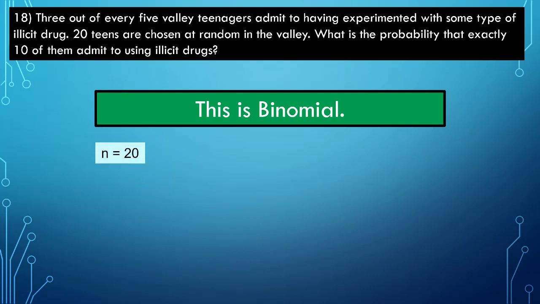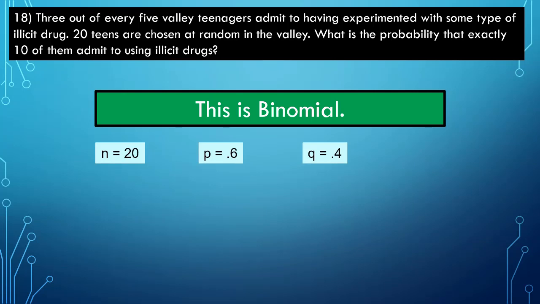We need to identify all the important values. The n is 20 because we're looking at a total of 20 teens that are chosen. The p is 0.6. Where did we get 0.6? Well, it said 3 out of 5. 3 out of 5 is 3/5. 3/5 as a decimal is 0.6. If p is 0.6, then q is 0.4, because remember that p and q always have to add up to 1.